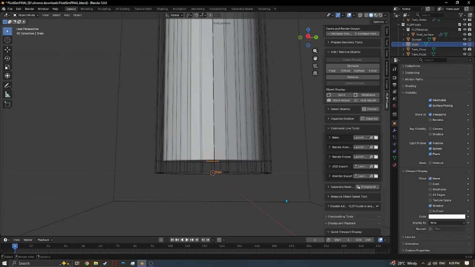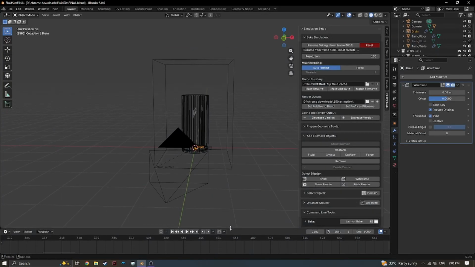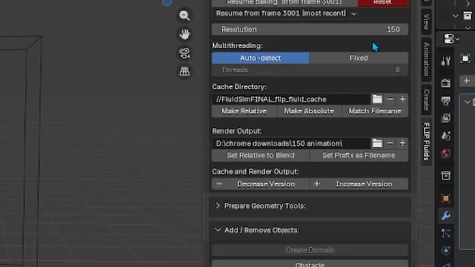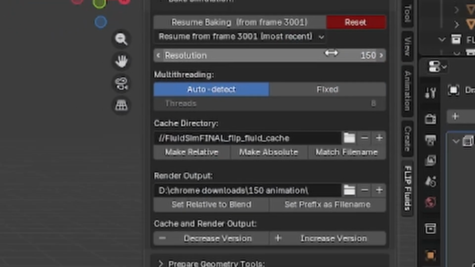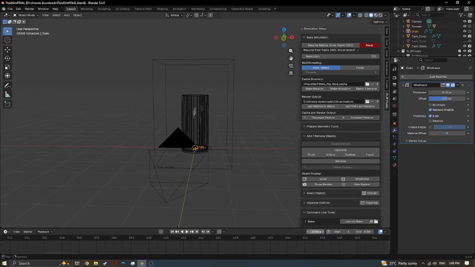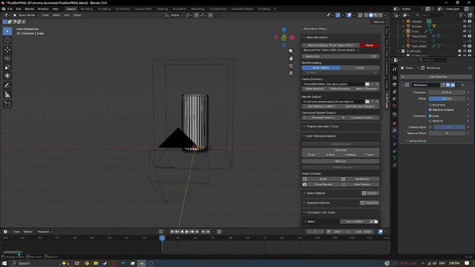Before I bake this, keep this number in mind: resolution. Right now it's set to 150. In a bit, I'm going to change it to 90 and show you exactly what that does. Since this is going to take a while to bake, let me walk through the actual math behind this while it runs.